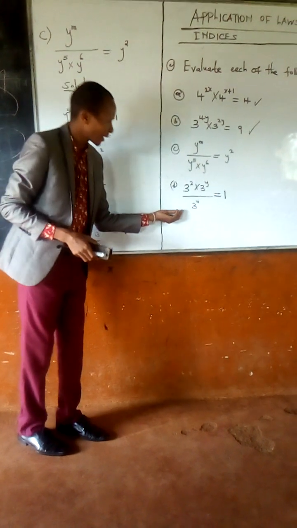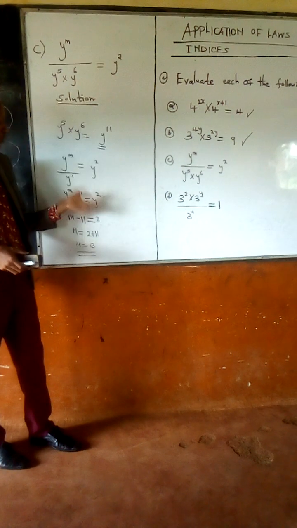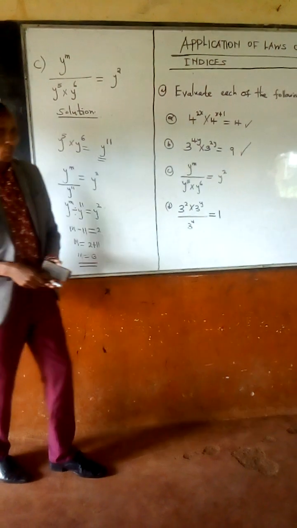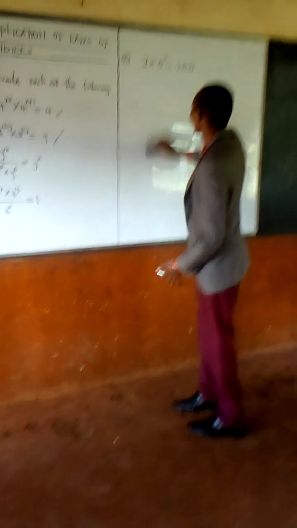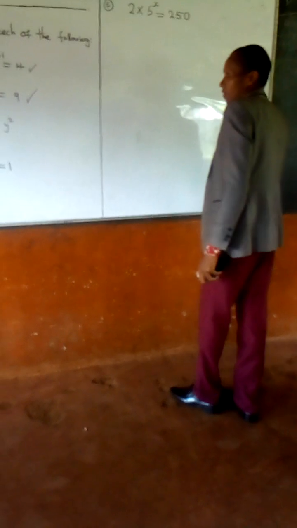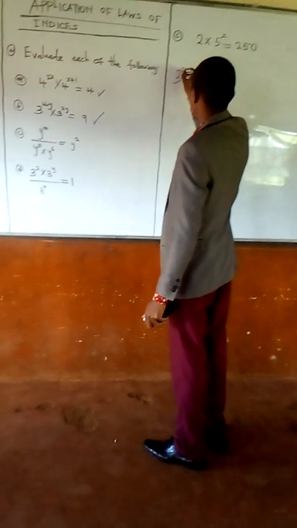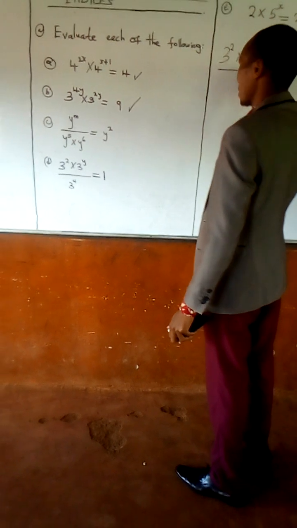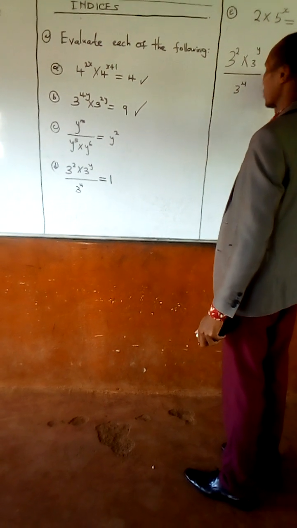And if you check carefully, it is almost the same as the one that you have just calculated. So we are going to calculate it the same way. So it is 3 raised to 2 times 3 raised to y all over 3 raised to 4 is equals to 1.